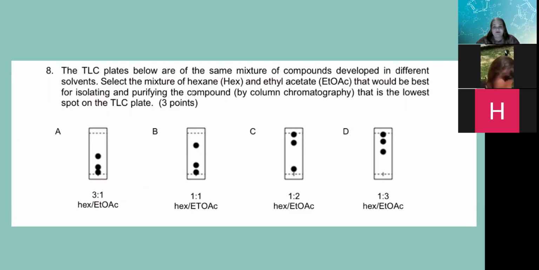If you read the English paper, that is the question here, you'll see that we're trying to isolate the lowest spot on the TLC plate. So when you're looking at this, we're trying to isolate the lowest spot.